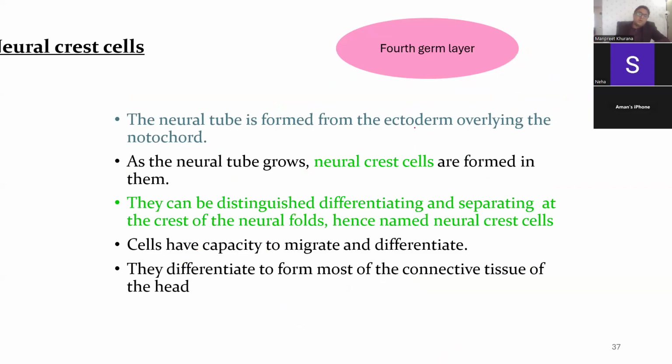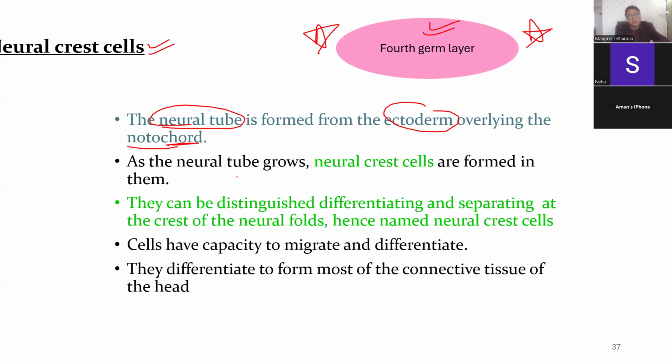Now, in some of the questions, you will see they call neural crest cells a fourth germ layer. Actually, it is not, but they consider it so because, you know why? Because even the neural crest cells give rise to a lot of derivatives, right? So sometimes they call it the fourth germ layer. Now, the neural tube. The neural tube is formed from the ectoderm, which is overlying the notochord. We have skipped the part of notochord. We'll see in a little while how the notochord is formed.